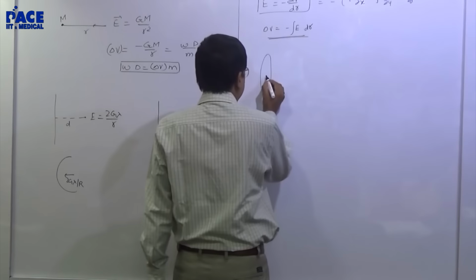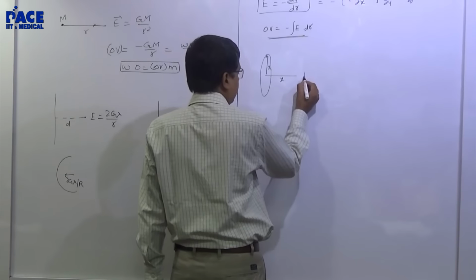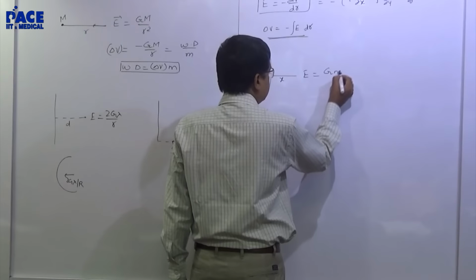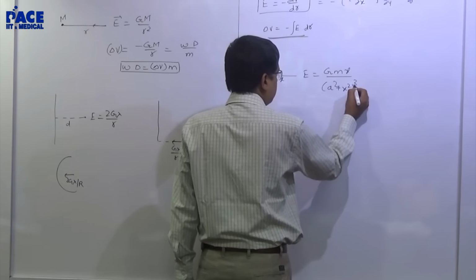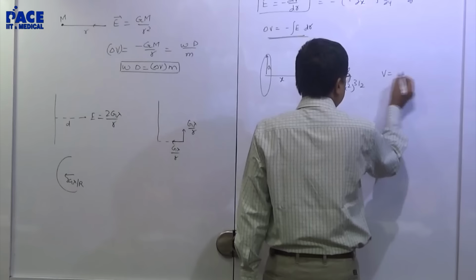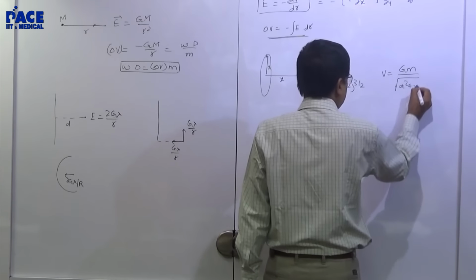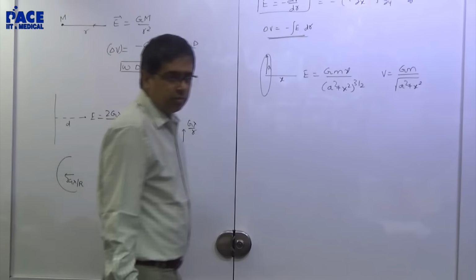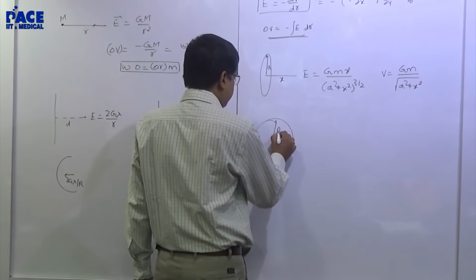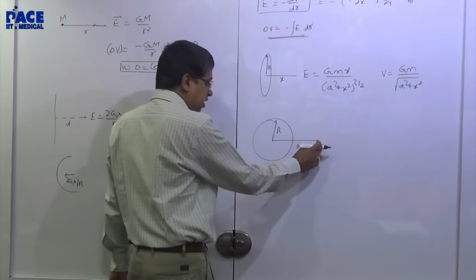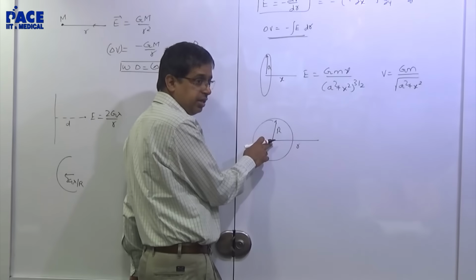Then we dealt with a ring at a distance of x, of radius a. Field will be GMx upon (a square plus x square) to the power 3 by 2. Potential will be GM upon under root a square plus x square. Then we dealt with a hollow sphere. At an external point, the whole of the mass of the sphere will appear to be concentrated at the center.